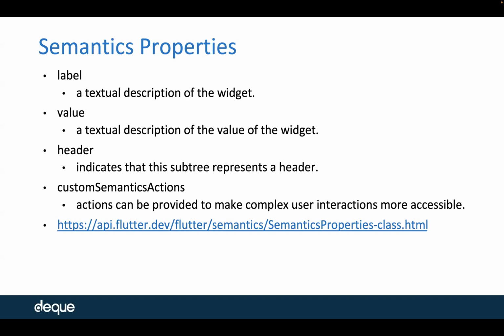This custom semantic action will take a label. What is the button name? I can say the functionality name, and the functionality we need to perform. So here is the link of the semantic properties. Go and check each and every property in detail.